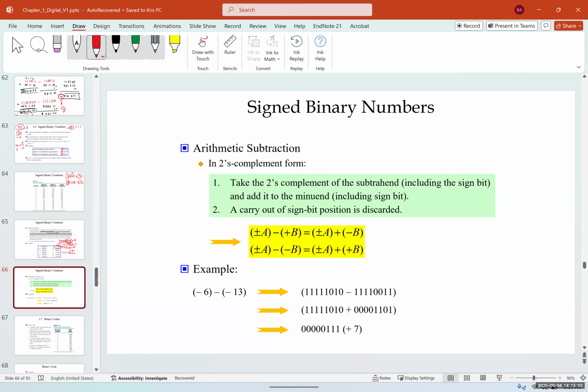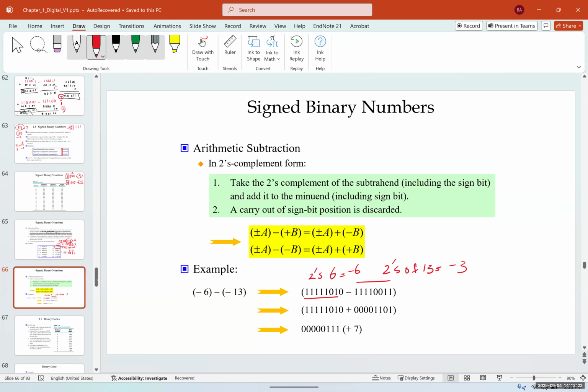Now, this is an example of subtracting two numbers. This is an example of subtracting two negative numbers. Again, this is the 2's complement of 6, which gives us -6. And this is the 2's complement of 13, which gives us -13.